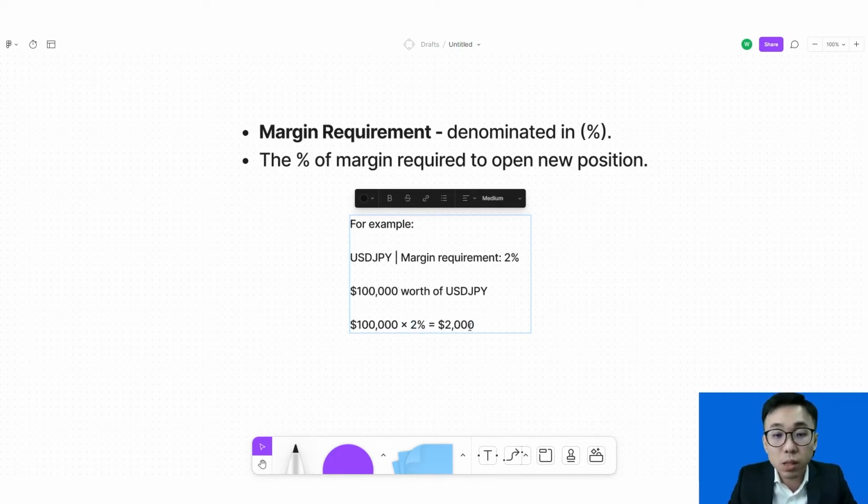So this is the amount of margin that will be required to set aside to open this position and keep it afloat. Now let's say I have earned quite some money with this trade, so I'm just going to close it. Whenever I close this trade, the 2,000 US dollars is going to be refunded into my account. So this is margin and margin requirement.